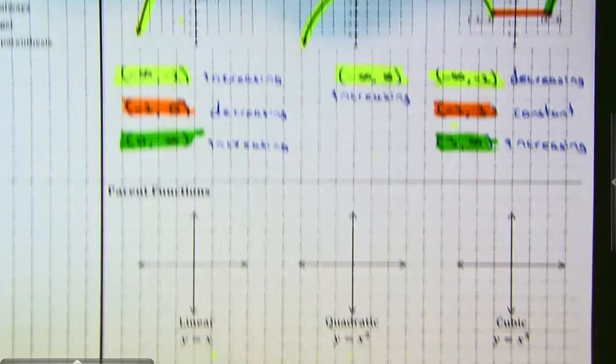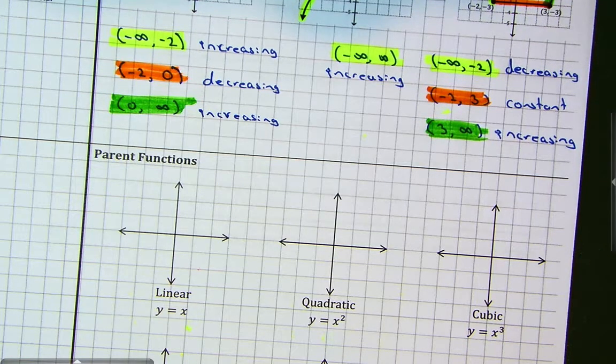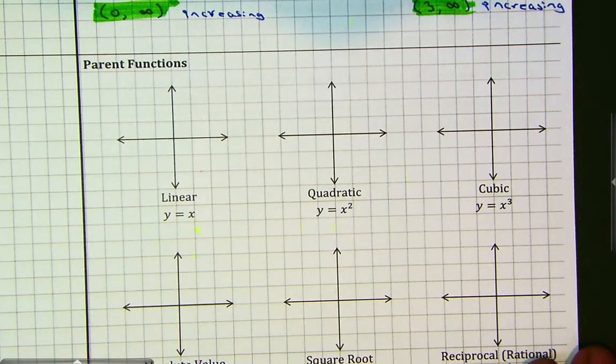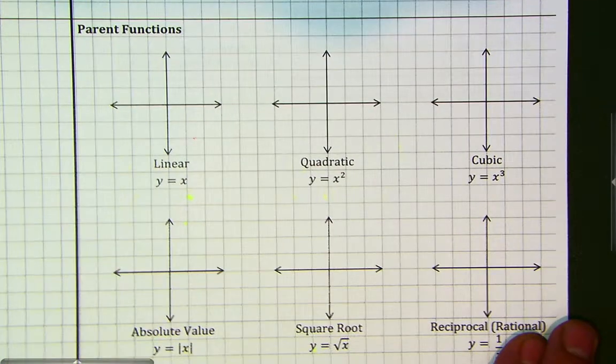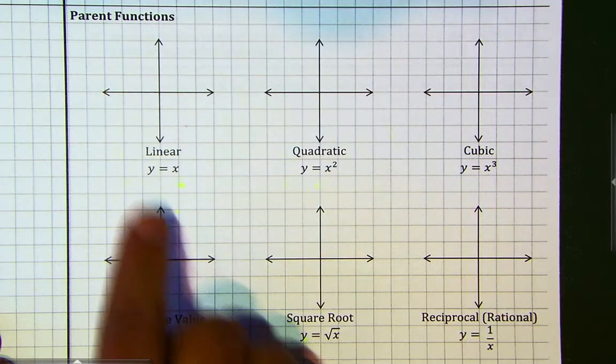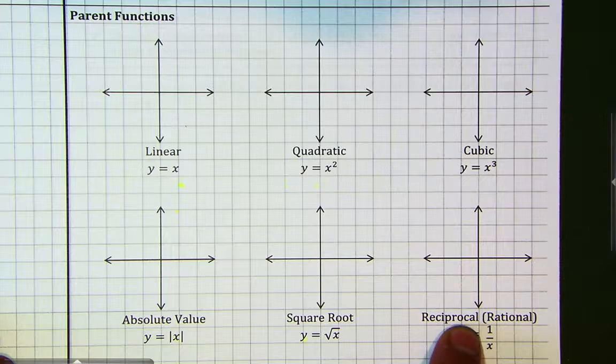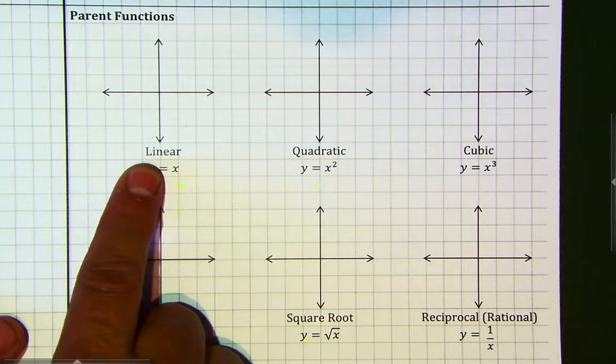Parent functions. One of the things that your calculus teacher is going to expect from you is to be able to have an idea of what the graph looks like. So we have linear, quadratic, cubic, absolute value, square root, and reciprocal. And you actually have the equations right below. See if you can sketch each of the graphs.